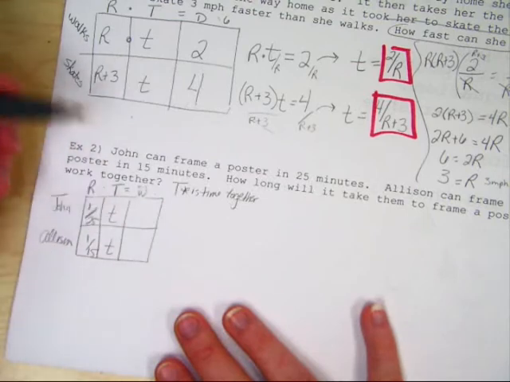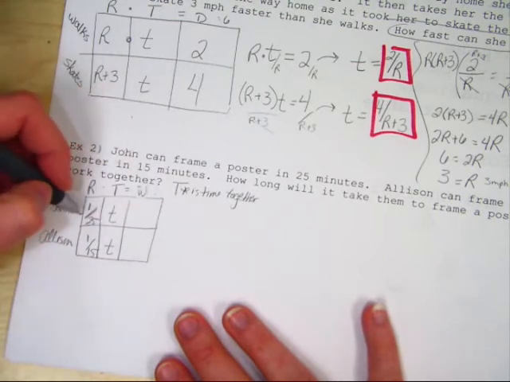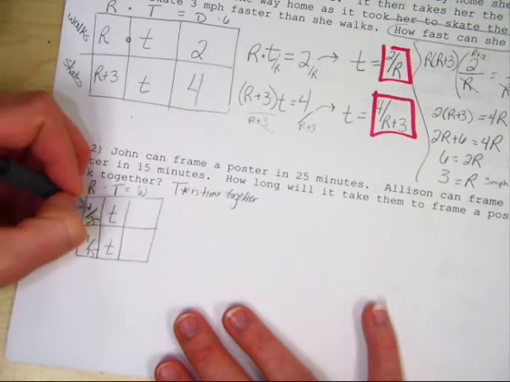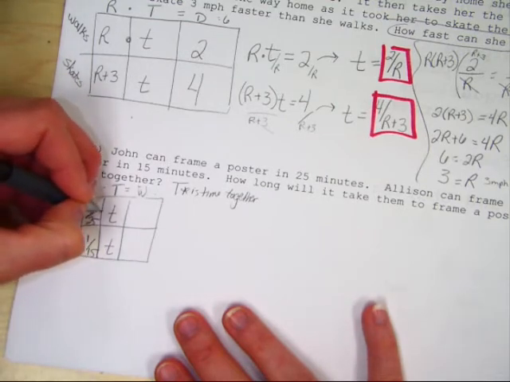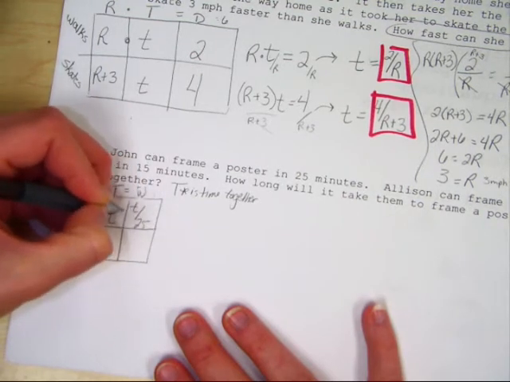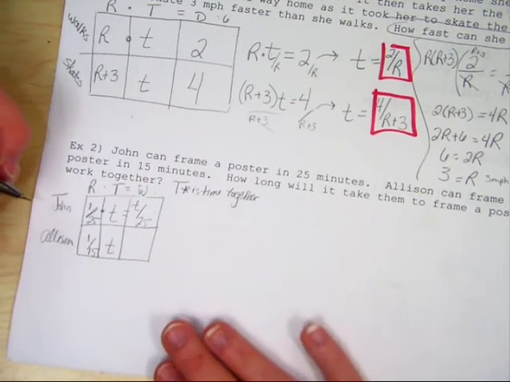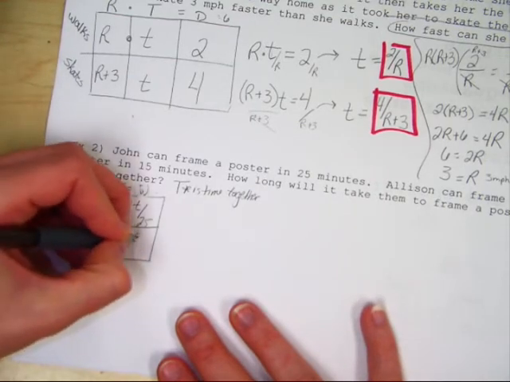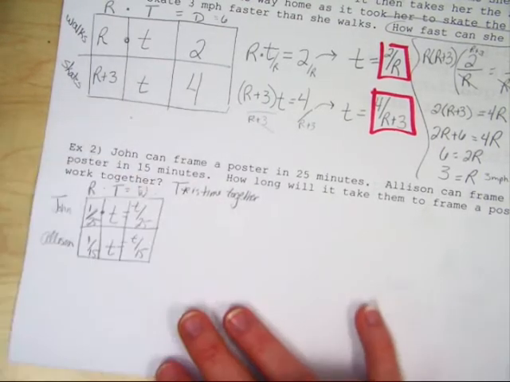It doesn't tell us about their work, so what we're going to do is just multiply these two things together. So we'll do 1 over 25 times T. That would be 1T over 25. Do the same thing for Allison. 1 over 15 times T is T over 15.